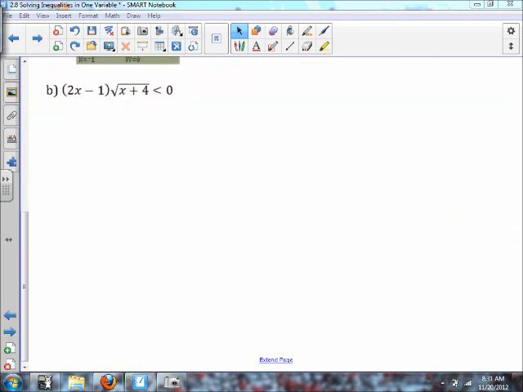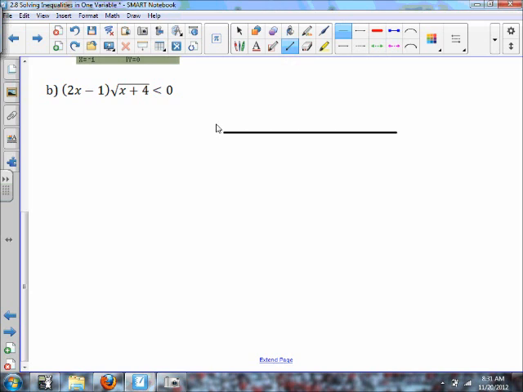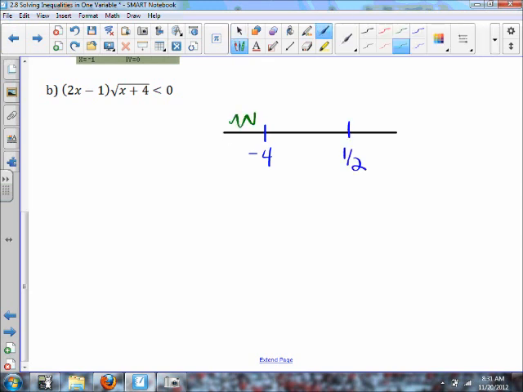Now, if we look at these, in example B, our critical points, in this case, our zeros, will be -4 and then 1/2. Remember, anything less than -4 is undefined, so we don't have to worry about that either. Okay? -4 and 1/2 will be my zeros also.